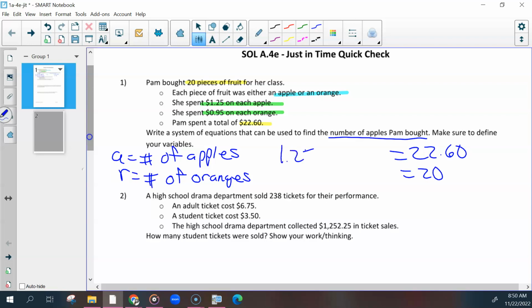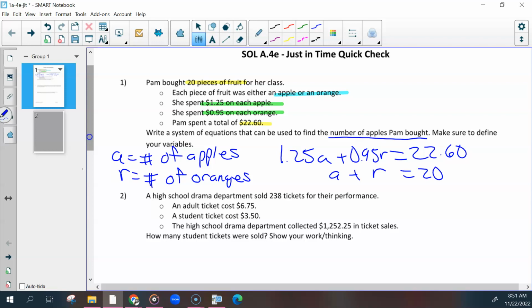So 1.25A plus 0.95R equals the 22.60. Since 20 is the total number of pieces of fruit, and A and R both represent number of different fruit, we're going to add A and R together. Then whether you solve by substitution, elimination, graphing doesn't matter. Let's say we did elimination for this one.